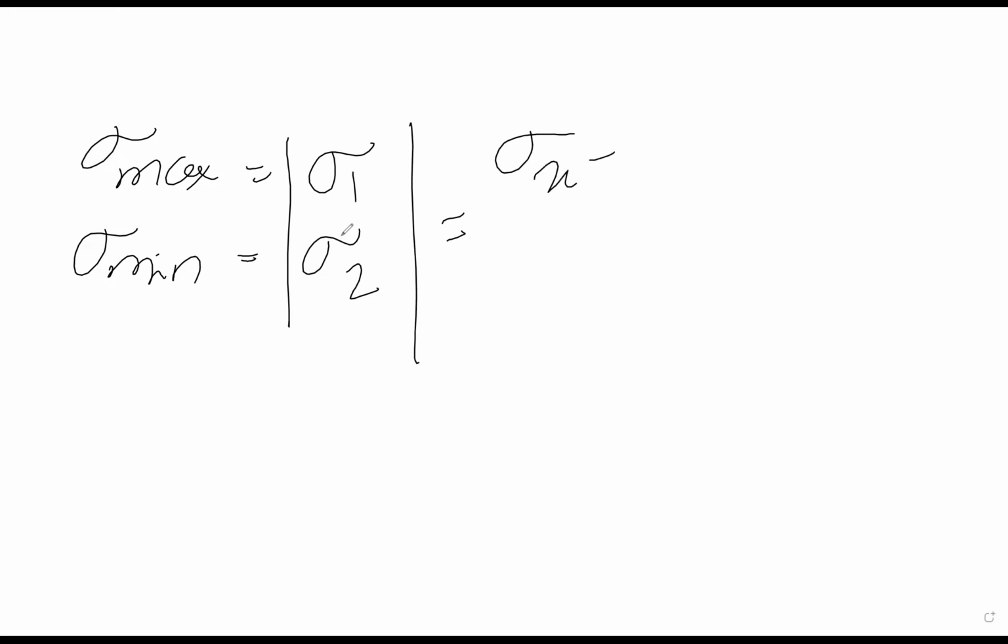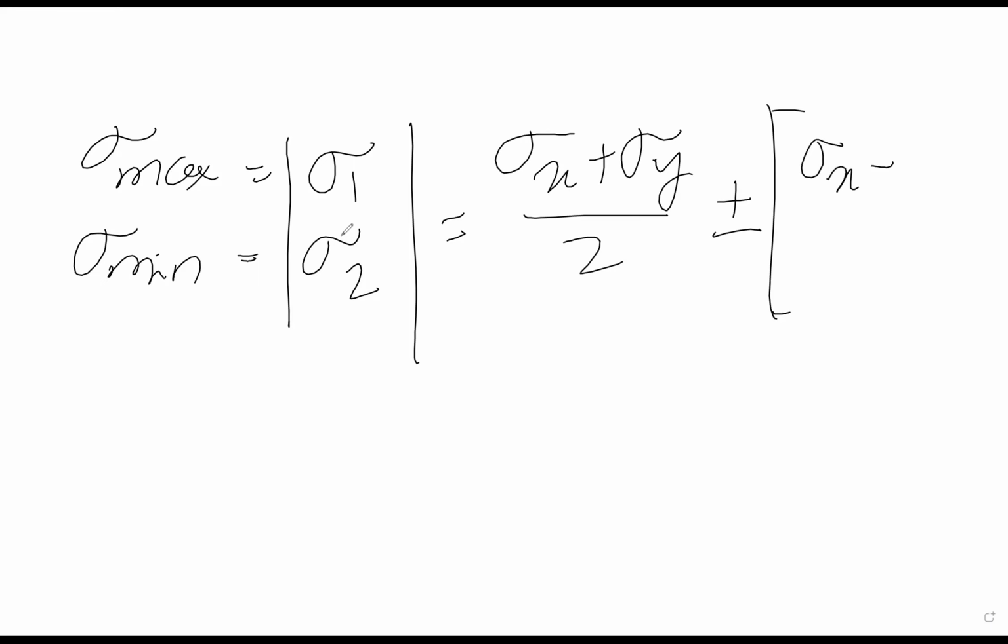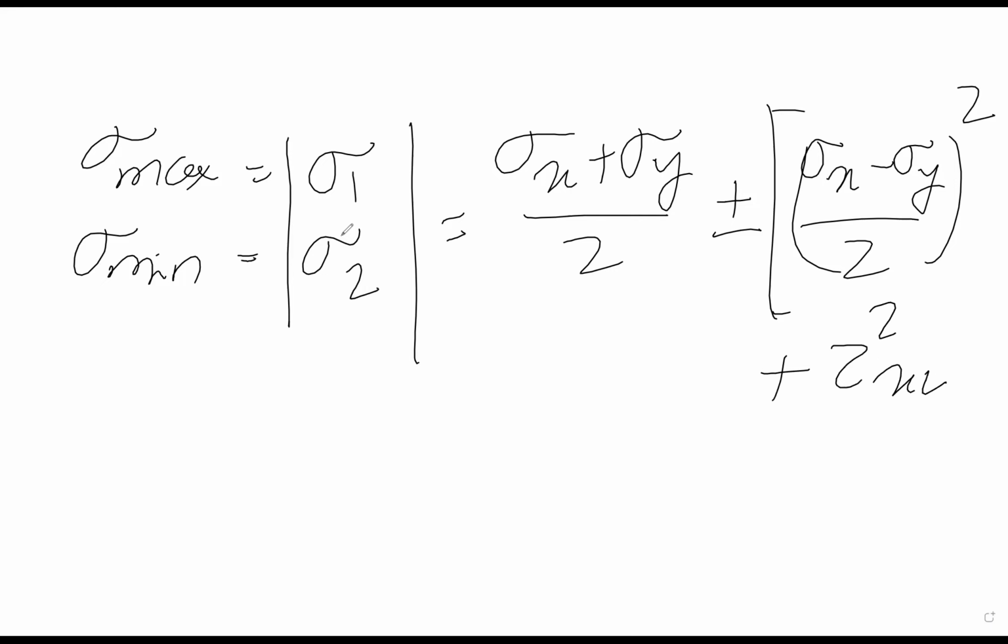Sigma x plus sigma y by 2, plus or minus the whole root over sigma x minus sigma y by 2, whole squared, plus tau squared xy. I think all of you know about this equation, the equation in a two-dimensional state of stress.